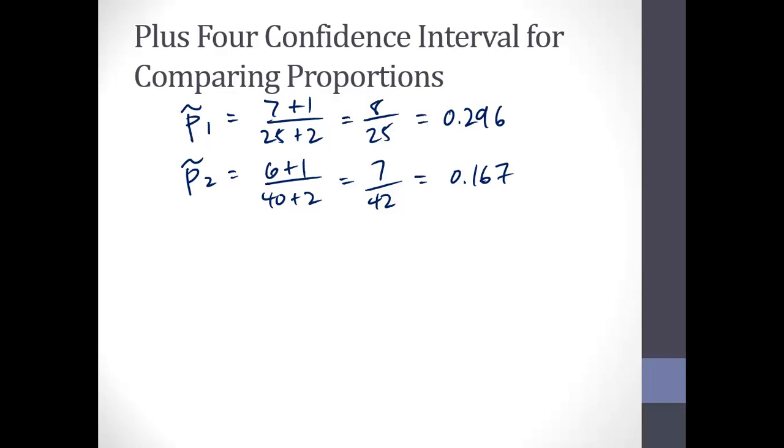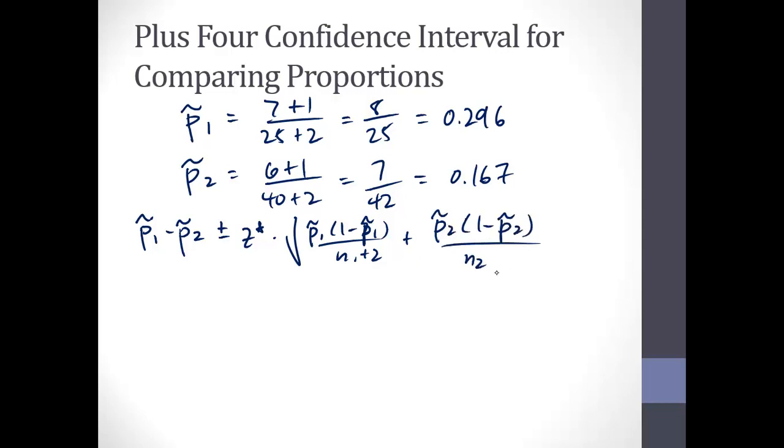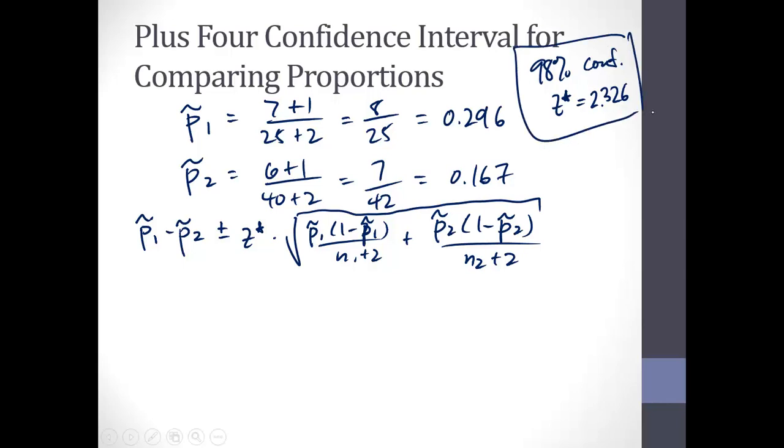Now we're ready to plug these things into our formula. So we have p tilde 1 minus p tilde 2 plus or minus z star times this big square root mess, p tilde 1 times 1 minus p tilde 1 over n1 plus 2, all under the square root sign. We're asking for a 98% confidence interval here, so we don't have one of our usual 3 things. I'll just tell you what it is. If we want 98% confidence, z star is going to be 2.326. I will leave that as a homework problem for you to make sure you can figure out what that is.